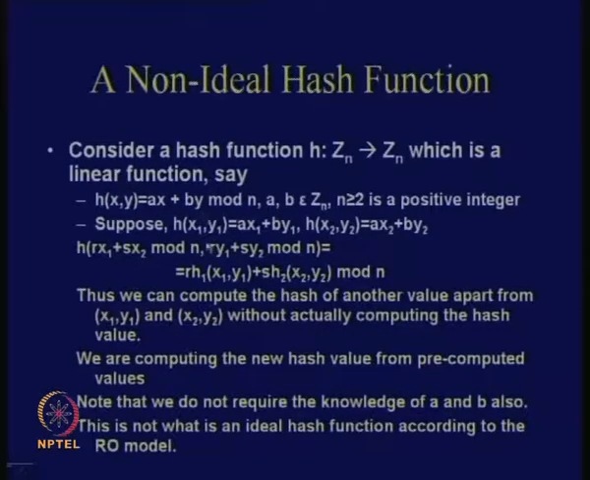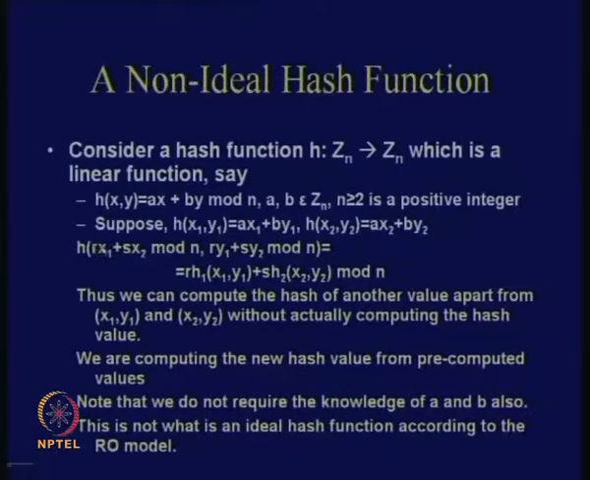But if I know the value of h(x1,y1), that is equal to ax1 plus by1, and I also know the value of h(x2,y2), and that is equal to ax2 plus by2, from there I am trying to calculate the value of (rx1 plus sx2) mod n and also (ry1 plus sy2) mod n. You see that these are linear combinations of the previous coordinates. So you had x1, y1 here and x2, y2 here, and I am calculating this as a linear combination of x1 and x2, and also this one as a linear combination of y1 and y2. And I need the hash output.